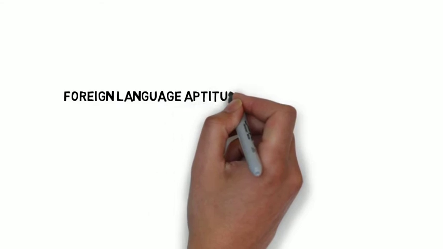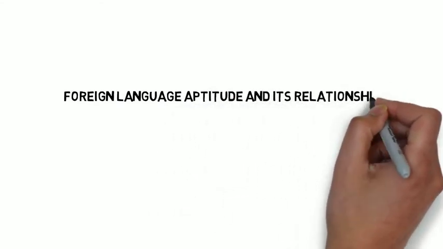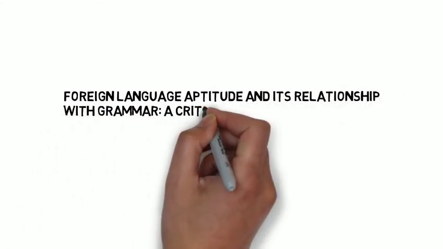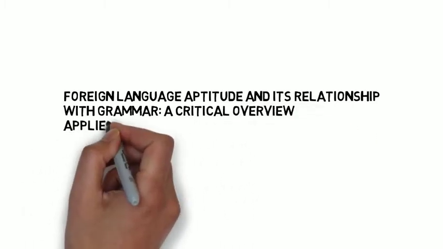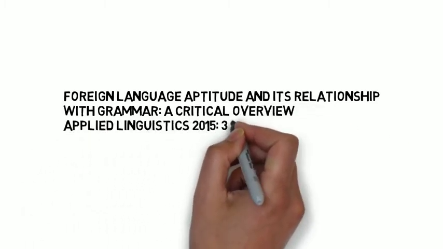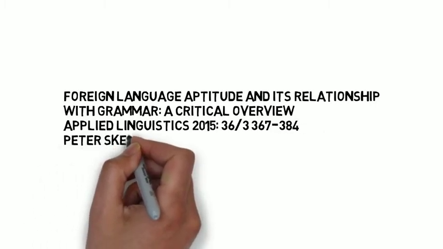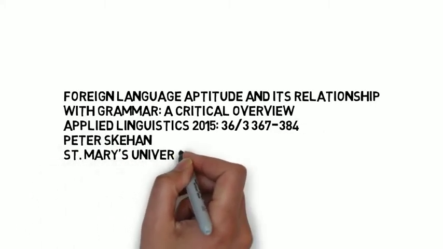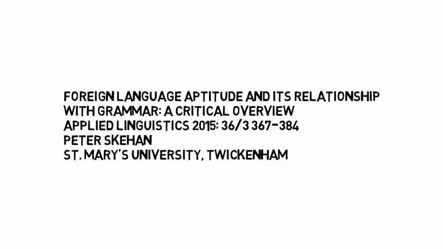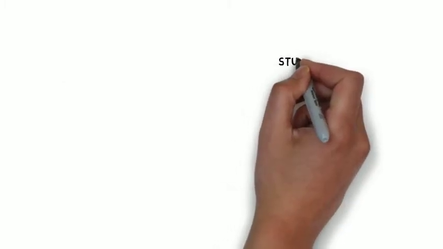The topic of this episode is a 2015 article called Foreign Language Aptitude and Its Relationship with Grammar, a Critical Overview. The author is Peter Skehan, a professorial research fellow at St. Mary's University in England who specializes in research on aptitude and what it means for teachers in the classroom.